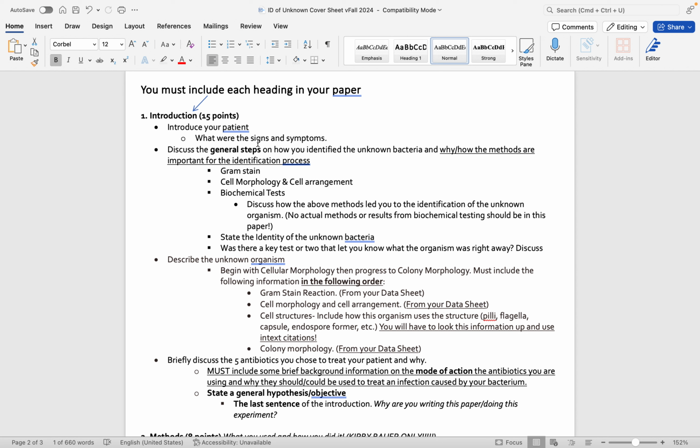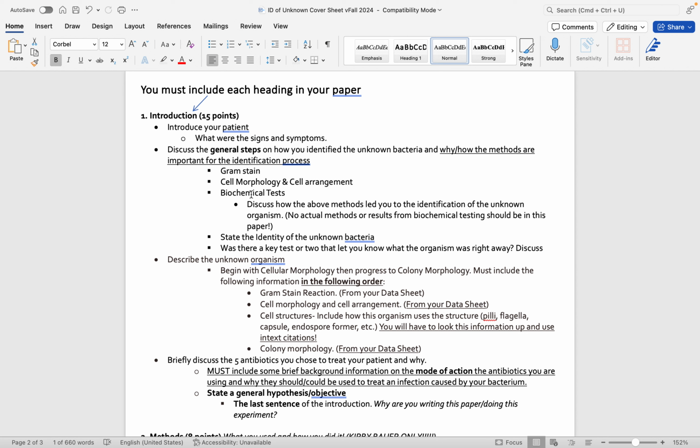What were their signs and symptoms? Next, you'll discuss the general steps on how you identified the unknown bacteria and why or how the methods are important for the identification process. So for your gram stain, you did the gram stain to figure out what steps you had to do next in your testing, your biochemical tests, right? And also which antibiotics to put on your Kirby-Bauer test. So it's all about how you did these things and how they helped inform your identification of the unknown organism.